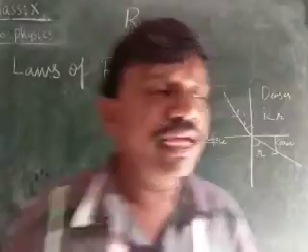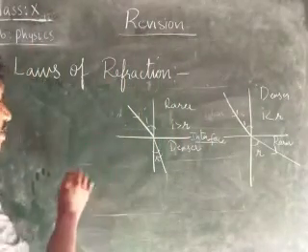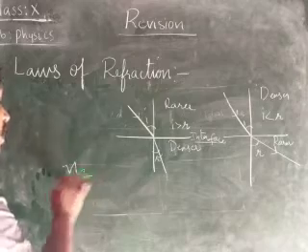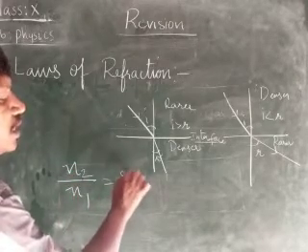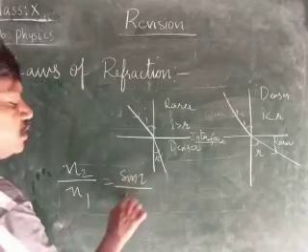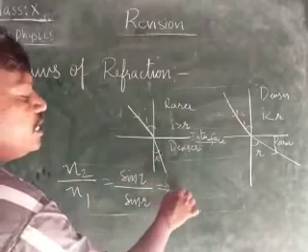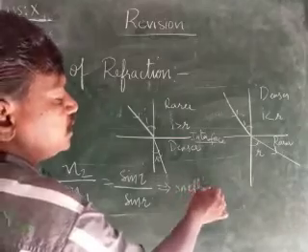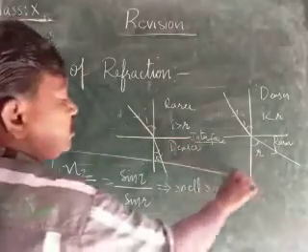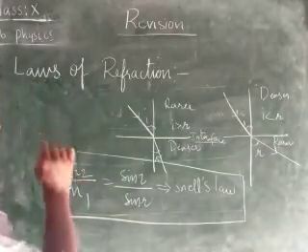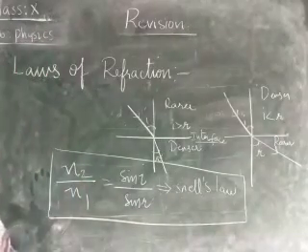The next one is that the ratio, already we have learned the relative refractive index, no children? That one, N2 by N1 is equal to sin I by sin R, which we call Snell's law. Therefore, in the examination you may get a question that N2 by N1 is equal to sin I by sin R is called Snell's law.